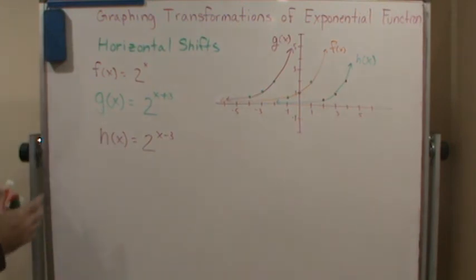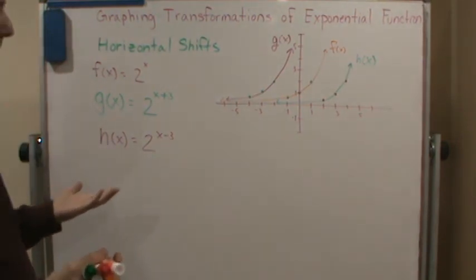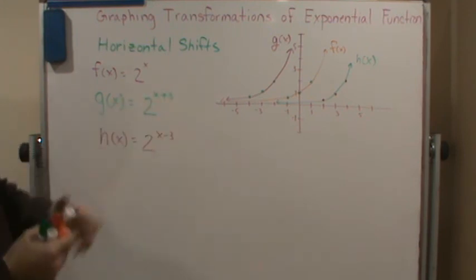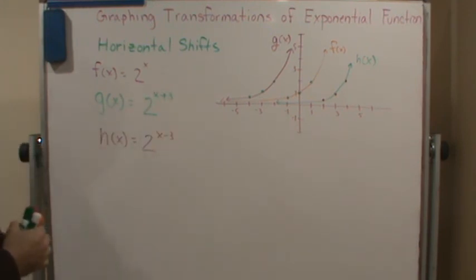And that's it. So in this case, the domain and range for these shifts don't change, right? The domain and the range are the same. So in a horizontal shift, it doesn't change the horizontal asymptote, doesn't change the domain, and it doesn't change the range.